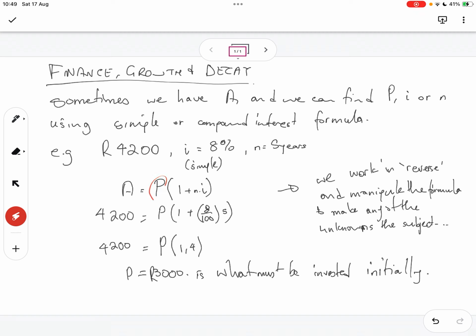So in this case, the goal was to find the principal amount, the amount that we started with, so that over 5 years at a simple interest rate, we know how much we would need to invest to get 4,200. That one is quite simple and straightforward.